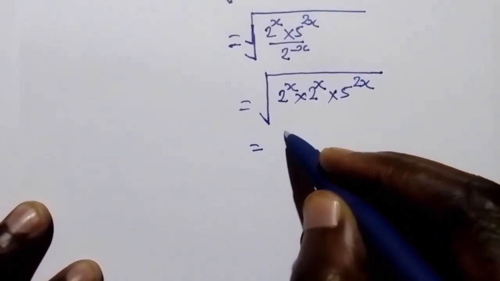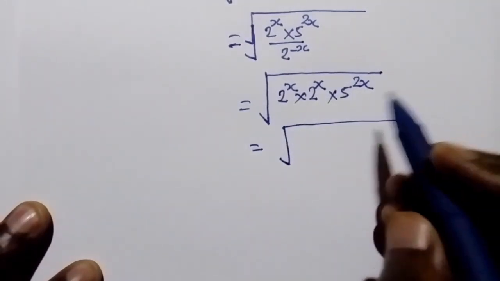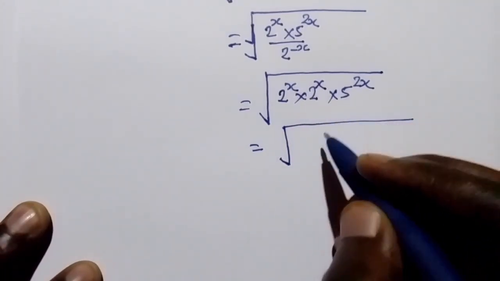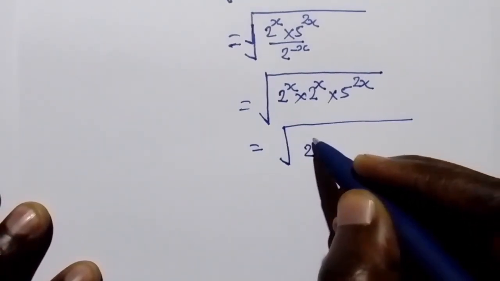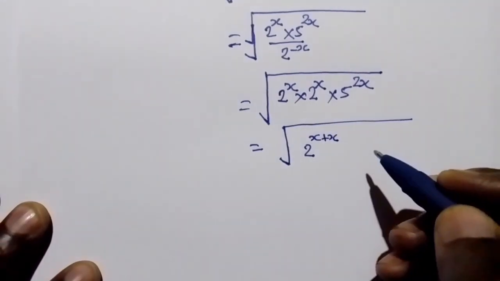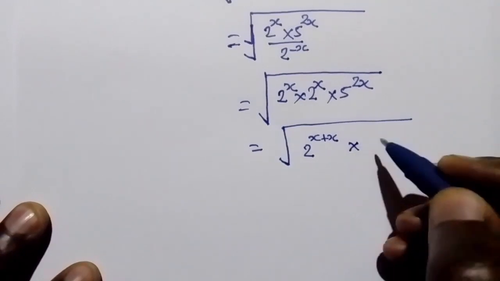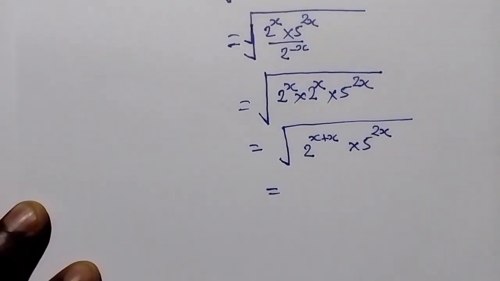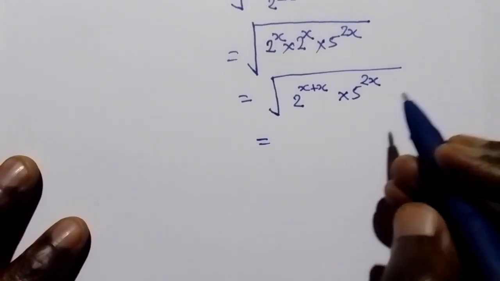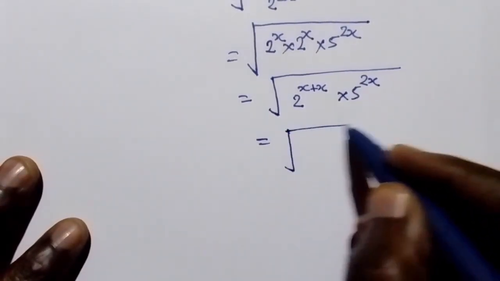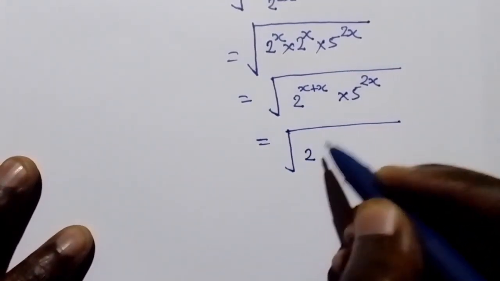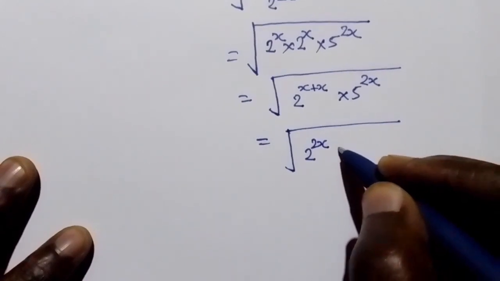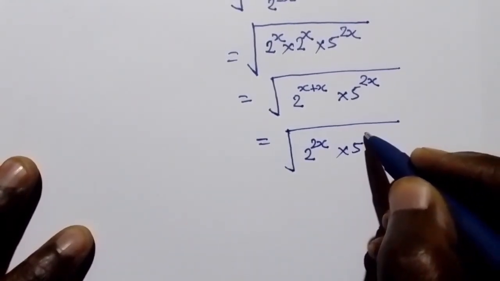So this is equal to the square root of 2 power x times 2 power x, which is 2 power x plus x, times 5 power 2x. So this is the square root of 2 power 2x times 5 power 2x.